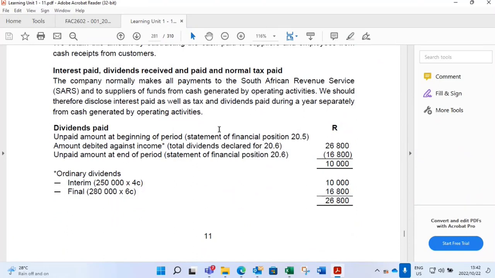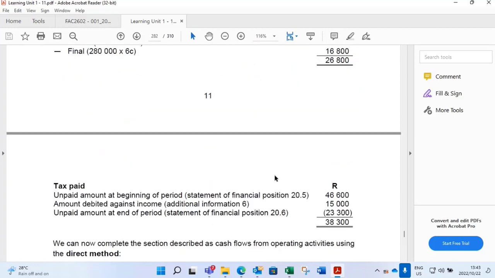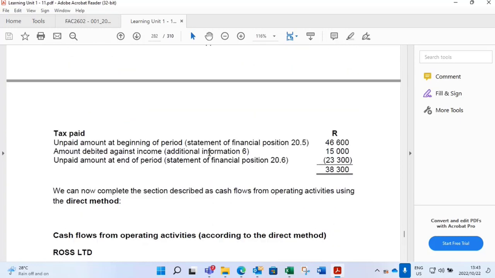It's not the issue. The dividend paid, you just say the opening balance plus the closing balance minus the one which is unpaid. The unpaid, we're going to see them from the statement of financial position. The tax paid will be the same thing. The balance as it appears on the statement of financial position, which is the opening balance, then you add the amount that appears in the statement of profit and loss, then less your closing. So you just have to monitor the opening plus adjustment less closing. So that's how I do it.